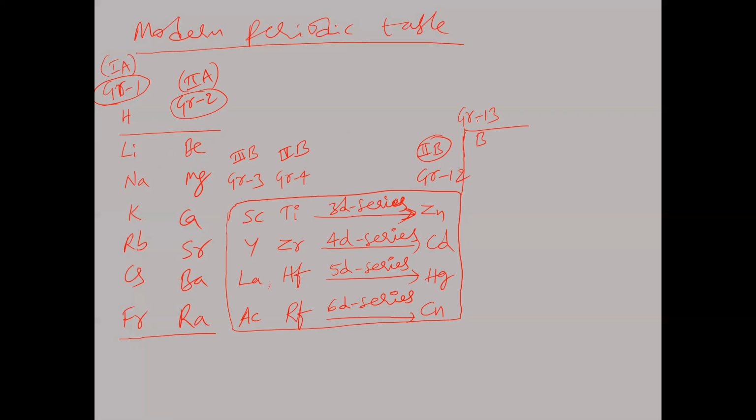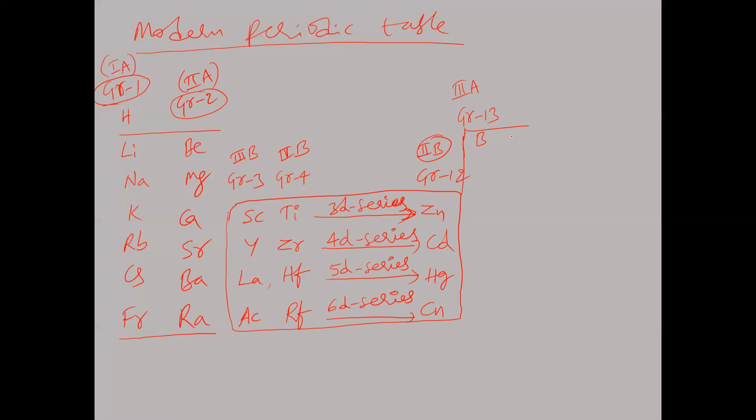Why are these P block elements? Why is this group a P block group? Because the last electron, the differentiating electron, of these group elements will enter into P orbitals. Therefore, these groups are called P block groups. So group 13 is called Roman number 3A.